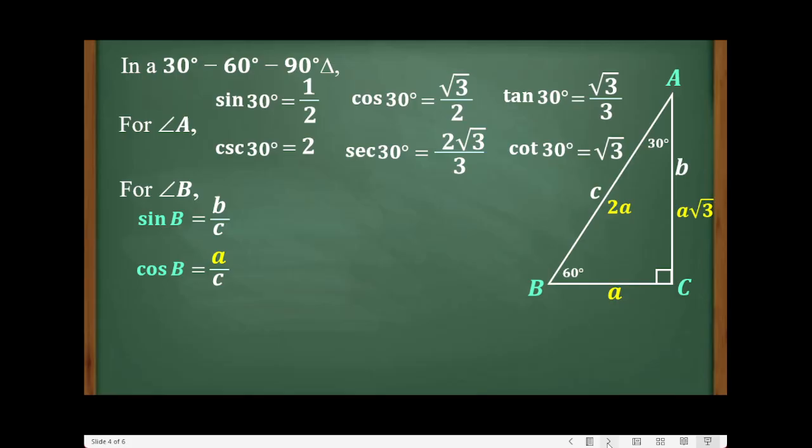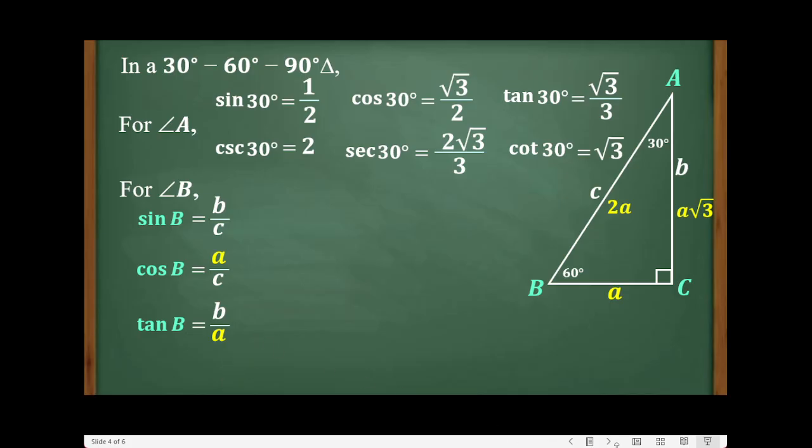Tangent of B, that is opposite leg over adjacent leg. So the opposite leg is B and the adjacent leg is A. And at this point, the first three, as we all know, are called what? The basic trigonometric functions or ratios. Now for the remaining three, those are simply what? The reciprocal of these first three.